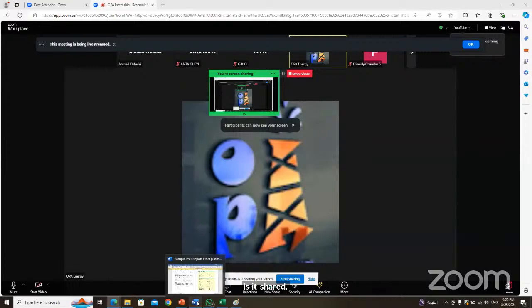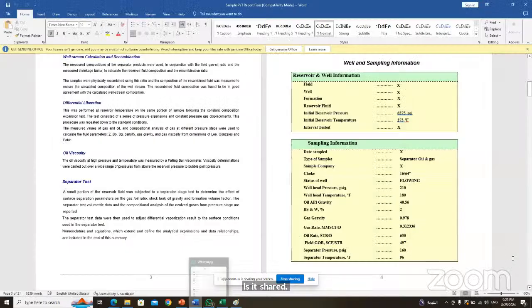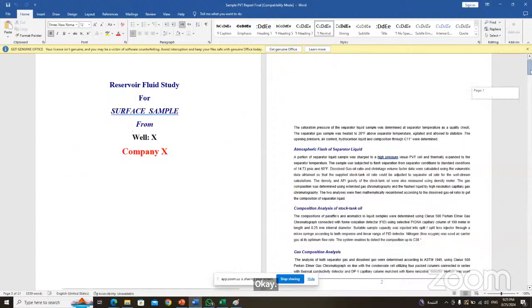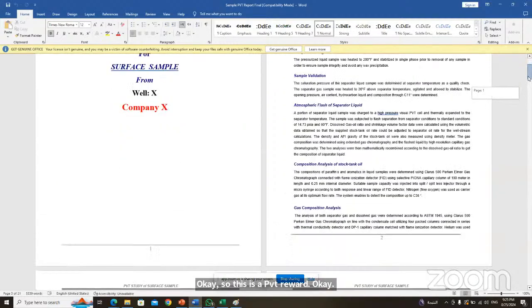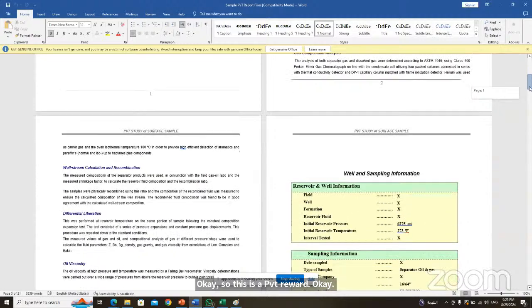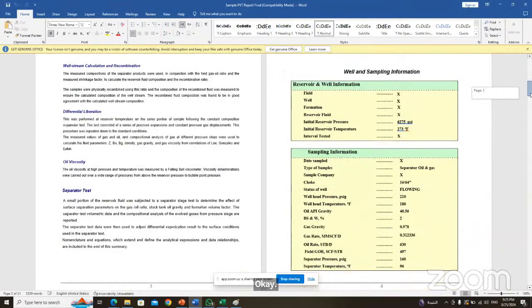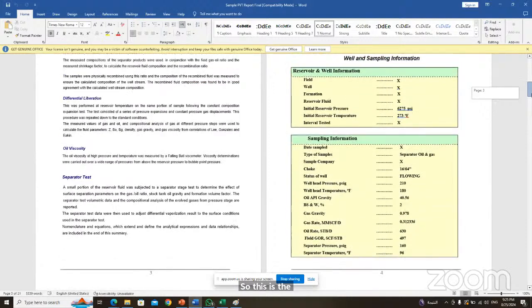Okay, so this is the PVT report. We have two types of samples. We have surface samples and we have downhole samples.